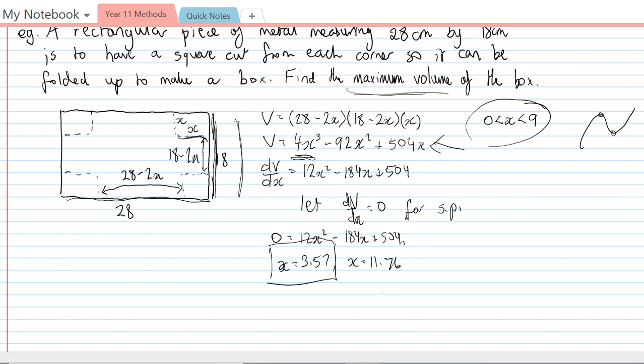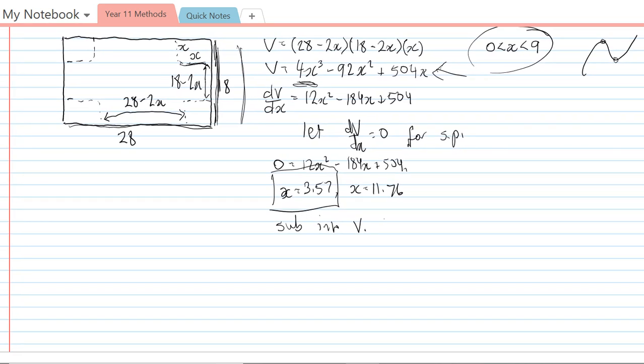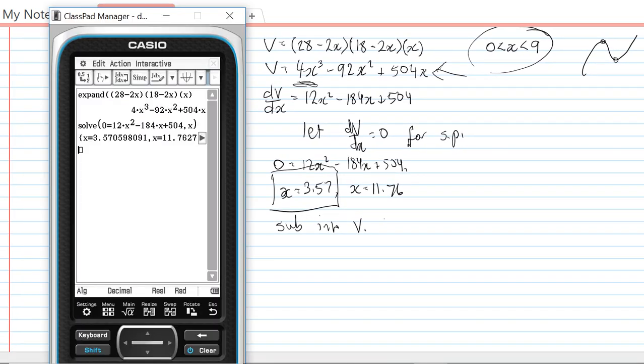So now that I've got that x equals 3.57, what I'm going to do is put that back into the equation. So sub into the volume equation. And if I bring up the calculator now, I'm going to have 4 times 3.57 cubed minus 92 times 3.57 squared plus 504 times 3.57.